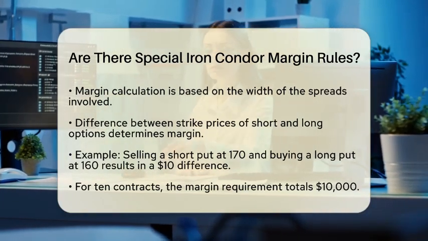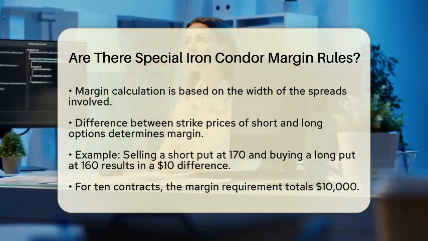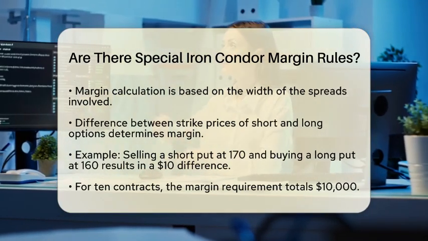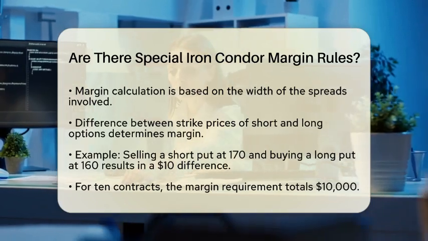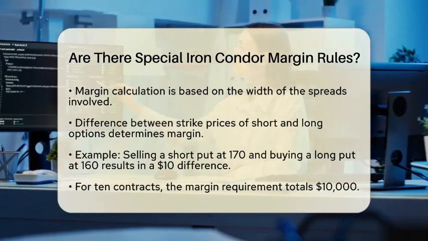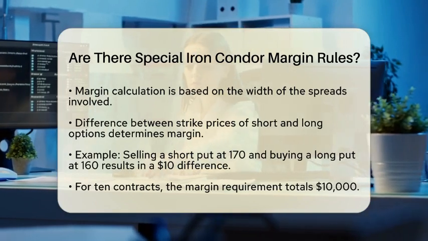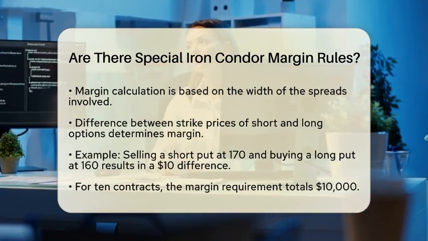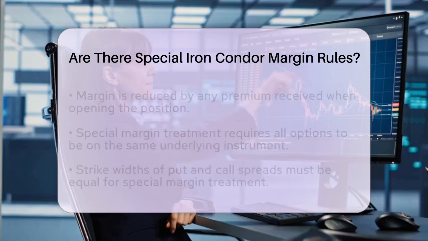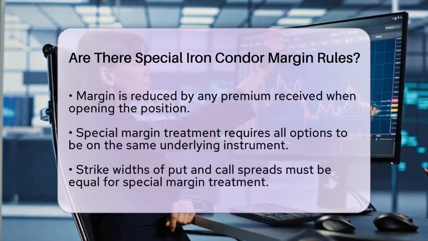It is important to note that the margin is reduced by any premium received when you open the position. This means the net margin requirement is the strike difference minus the credit received. This calculation ensures that you hold enough collateral to cover the worst-case loss scenario.